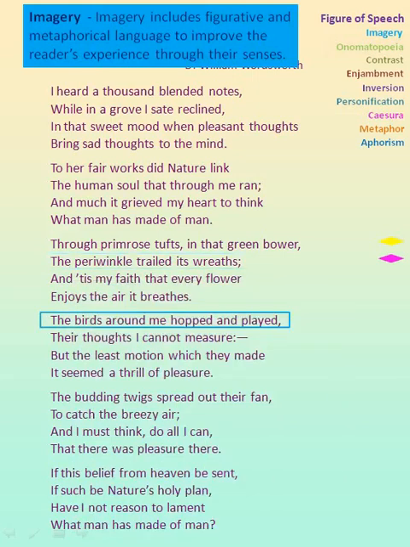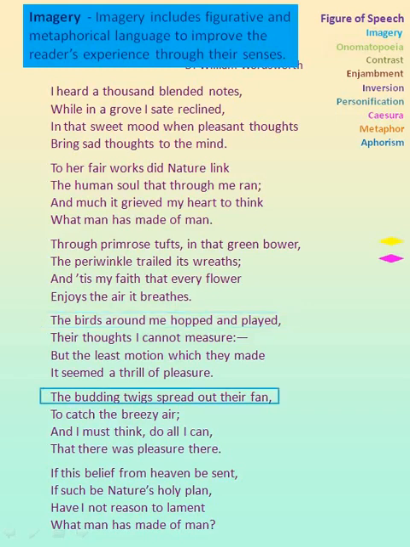The birds around me hopped and play. Here also the poet wants to evoke the visual senses of the readers to imagine how the birds hop and play. Hence the figure of speech is imagery. In the line, the budding twigs spread out their fan to catch the breezy air, the poet wants to evoke the visual senses of the readers. They can visualize how the twigs move in the air to catch the breezy air. Hence the figure of speech used here is imagery.